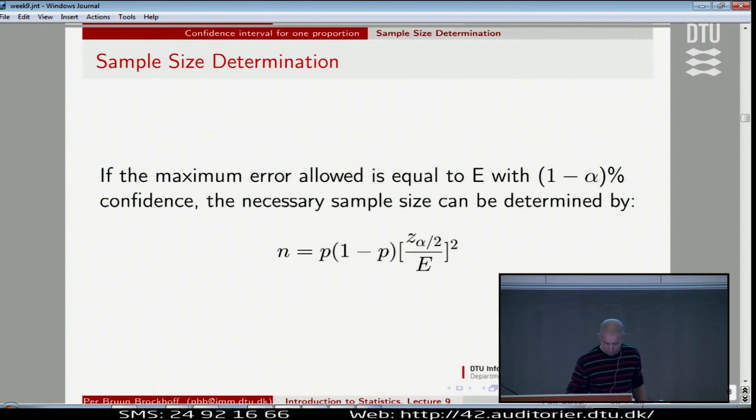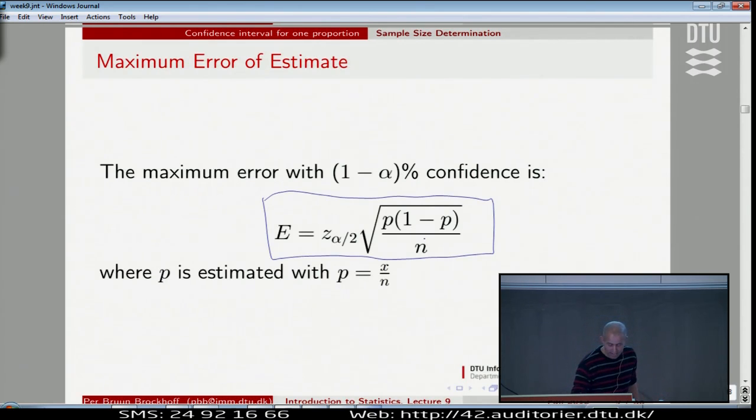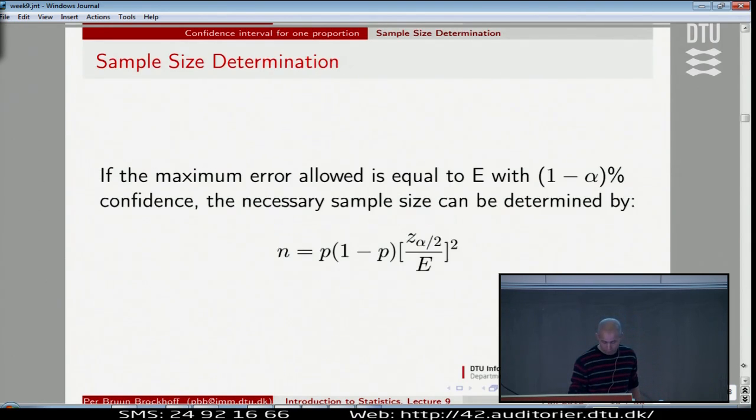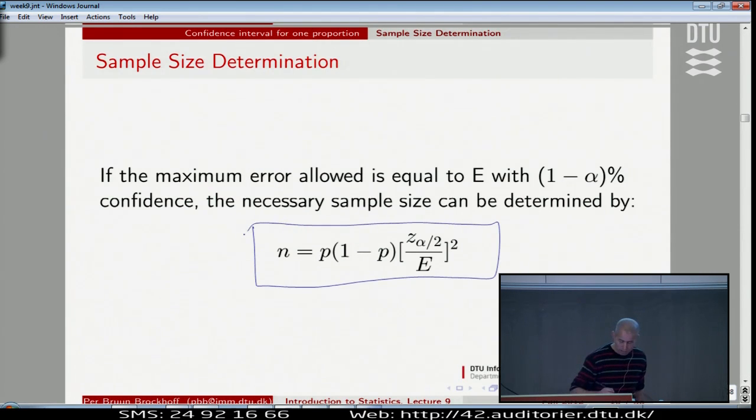Can you see this? You can isolate n here. Just move things around to the other side, and square and move around. If you isolate n in this one, you get this formula. Let's have a look at this formula.